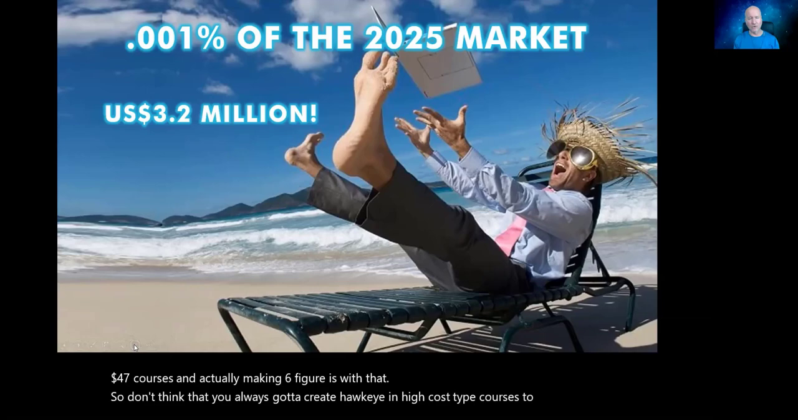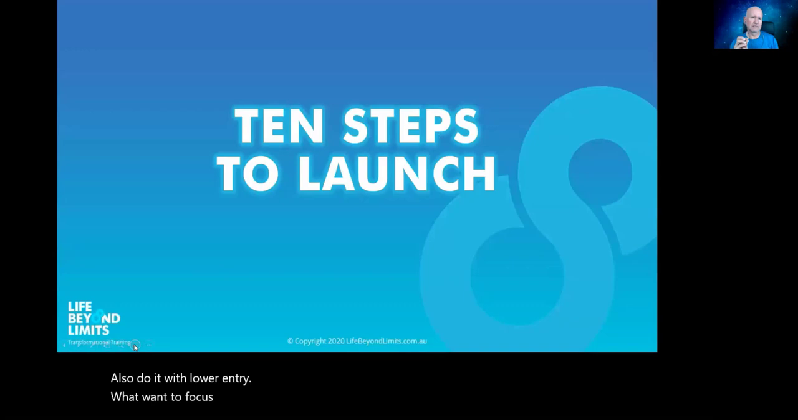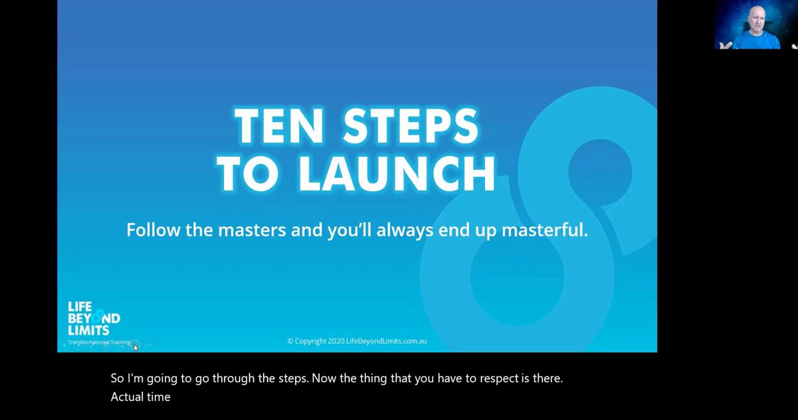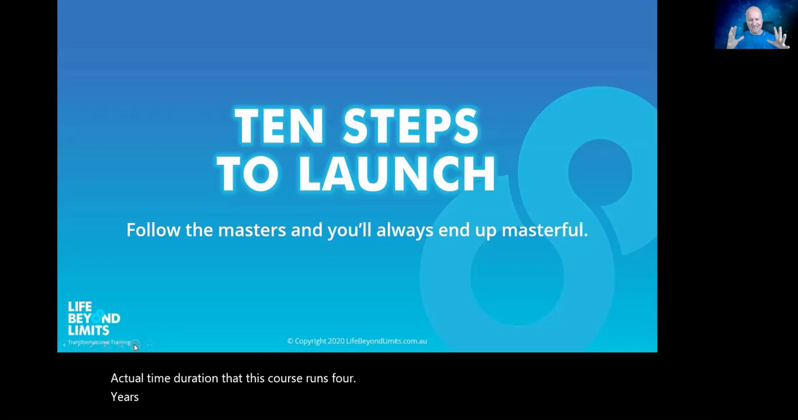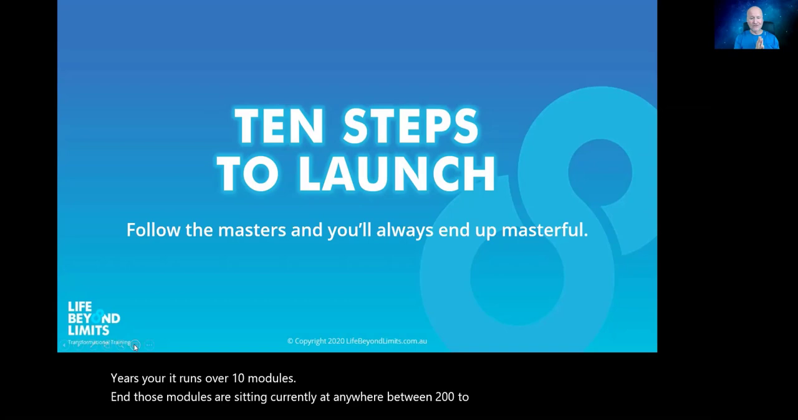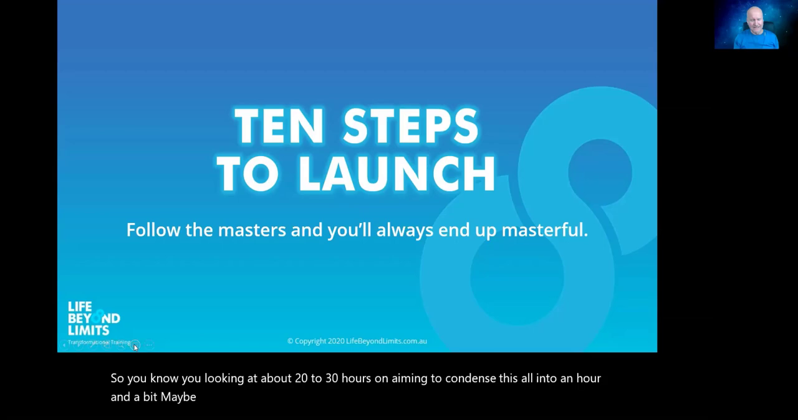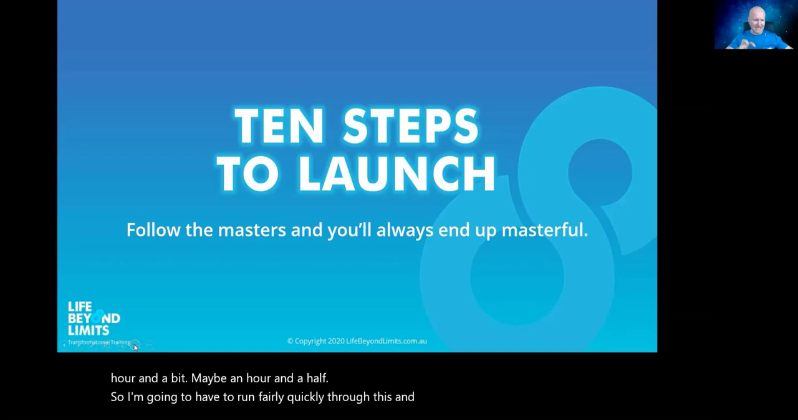So what I want to focus on now is I've identified that in chunking this training, there are 10 steps to actually launch your online business. So I'm going to go through these steps. Now, the thing that you have to respect is that the duration that this course runs for is over 10 modules, and those modules are currently at anywhere between 2 to 3 hours. So you're looking at about 20 to 30 hours. I'm aiming to condense this all into an hour and a bit, maybe an hour and a half. So I'm going to have to run fairly quickly through this. And of course, we can't give you everything because we just don't have the time to do that. But I'm hoping that I'm going to give you at least a skeleton so you begin to understand how to actually build your online course.